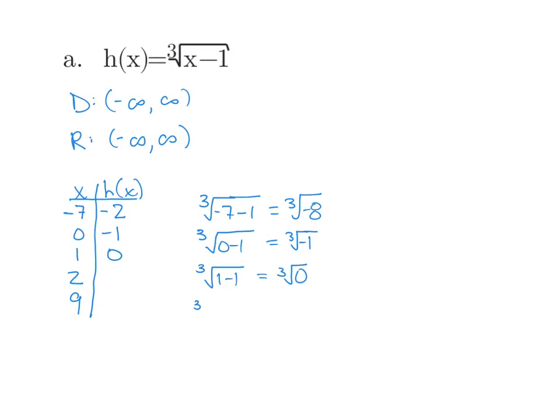If we plug in 2, we get 2 minus 1, which is the cube root of 1. The cube root of 1 is 1. And finally, if we put in 9, we get the cube root of 9 minus 1. 9 minus 1 is 8, and the cube root of 8 is 2.